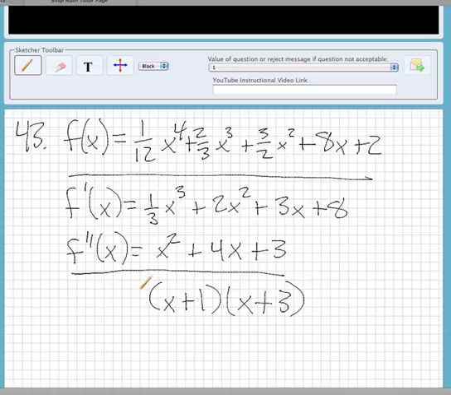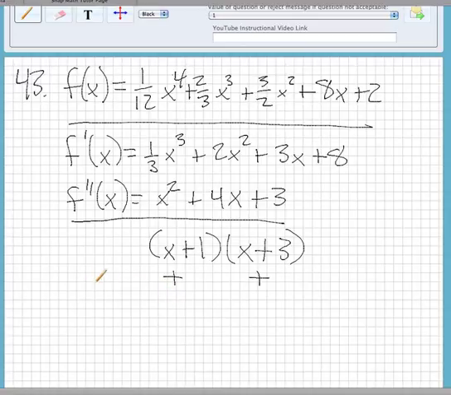So what we're looking at is, above negative 1, this is positive, this one is positive, and this one is positive, right? Above negative 1, they're both positive. So x is greater than negative 1. If x is less than negative 1 and x is greater than negative 3, this is going to be negative, and this is going to be positive. So the entire thing is negative here.